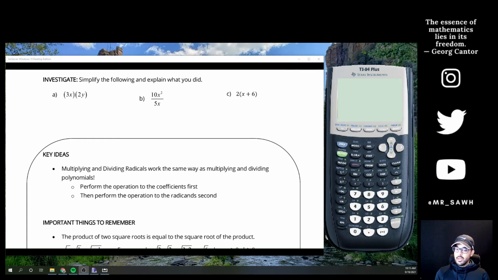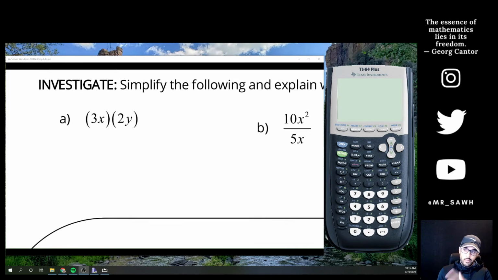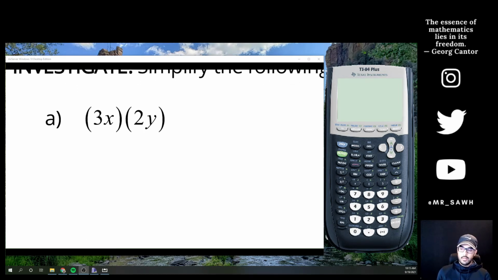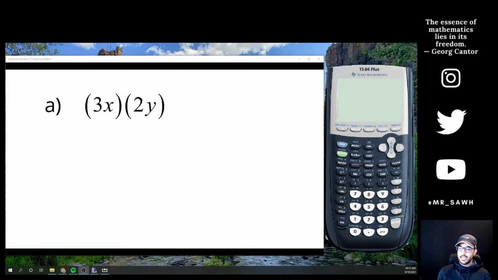So if we think about multiplying, it's very similar, again, to polynomials. As long as we remember what happens to those, we can translate that into what happens with radicals. So think about A there. We've got two things in those brackets, right? 3x is one of them, 2y is another.